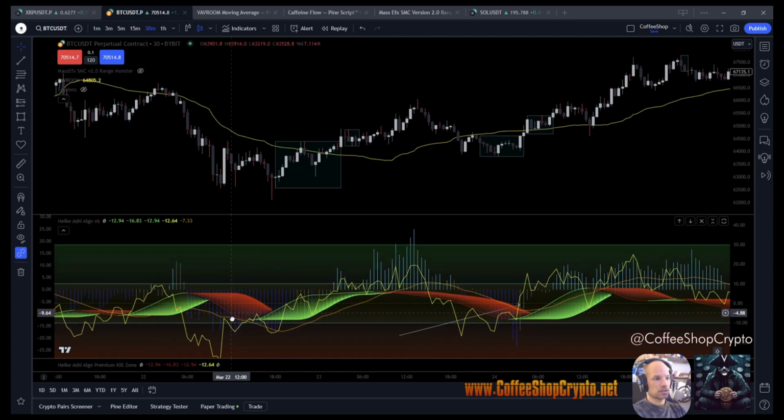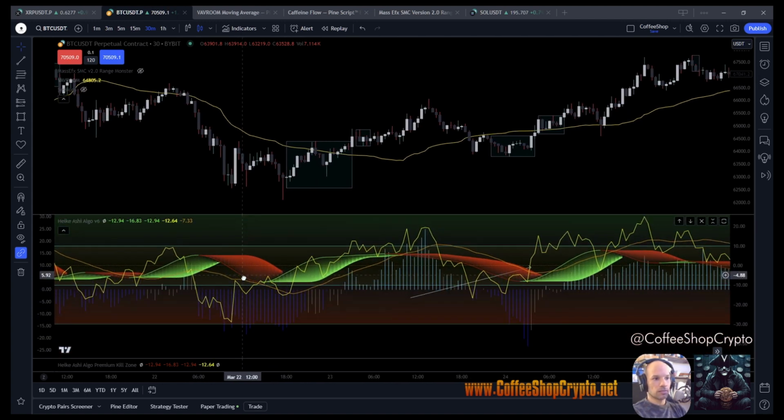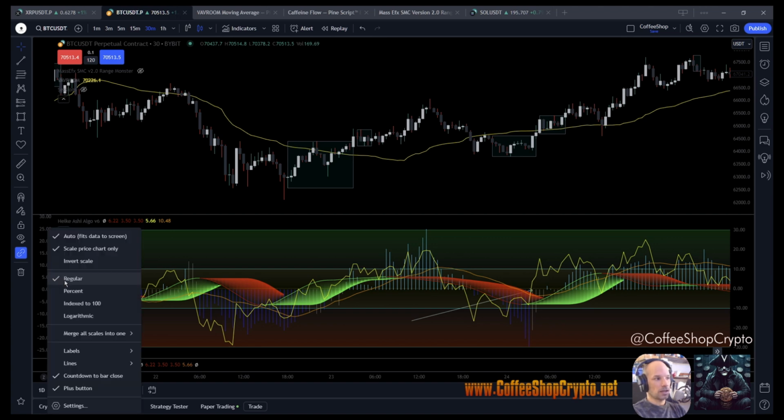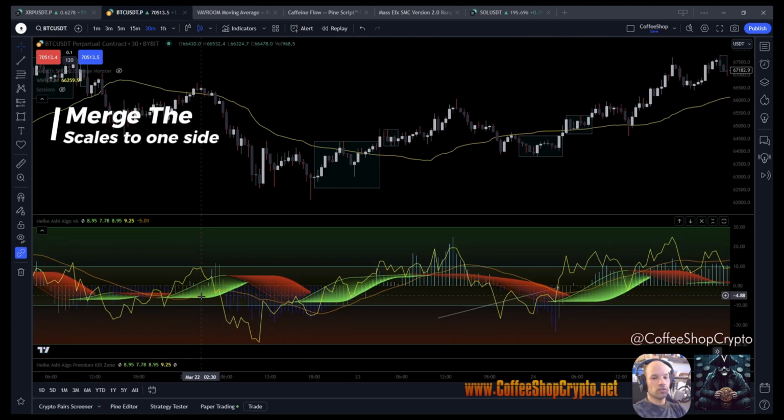But the problem is they're not stuck to each other. If I move the algo, the money flow is not following. It's because the scale is on opposite ends. So what you do is you right click the left side scale and merge all scales onto the right side. Now, when I move one, they move both. They are locked together. The middle of the money flow is the middle of the RSI.